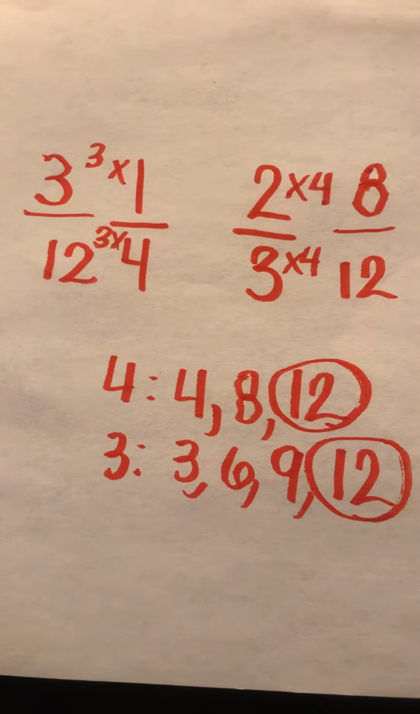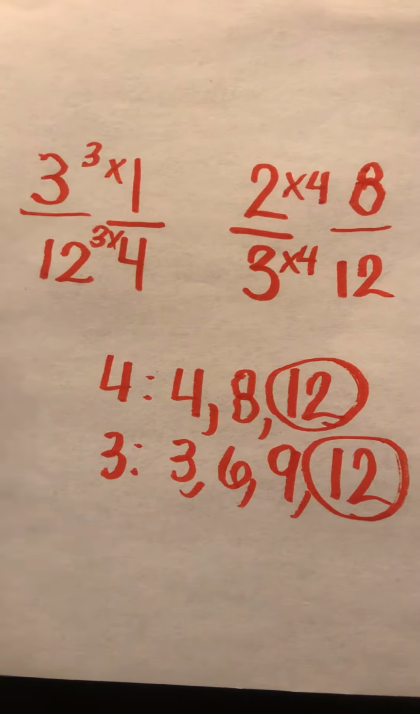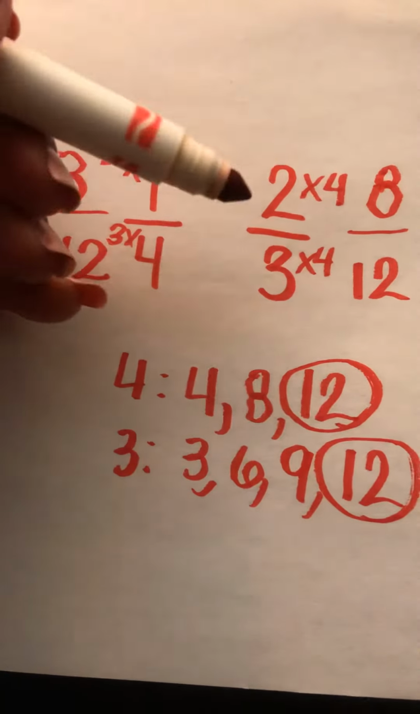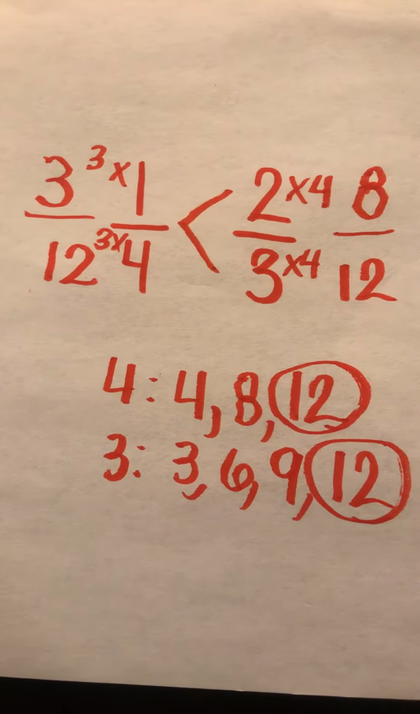Now I can compare the fractions because they now have a like denominator. I know that 8 is more than 3. So that means that 8/12 is greater than 3/12.